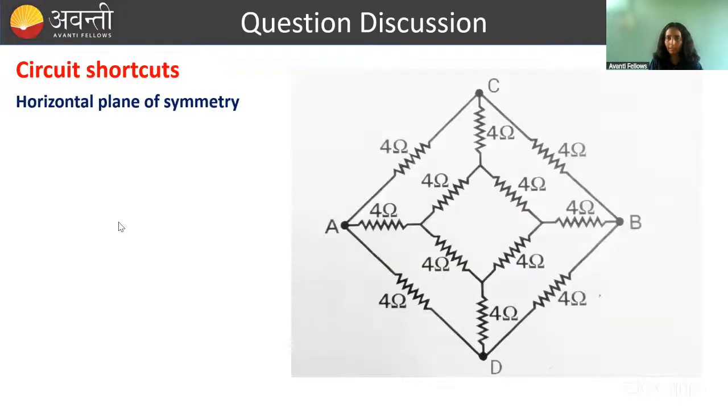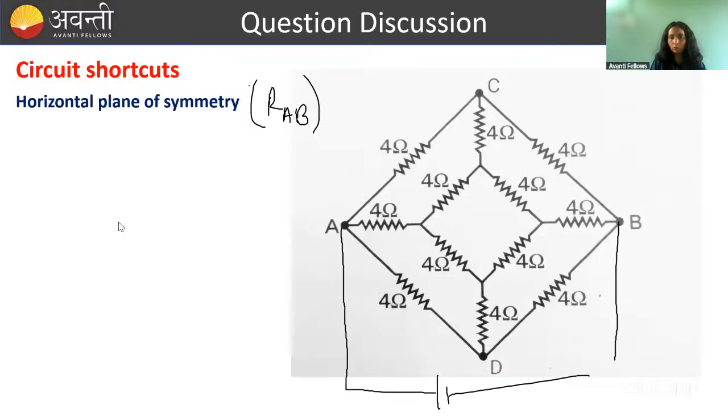So let's talk about this diagram. It looks very complex. Suppose we are asked to calculate RAB, that is R equivalent across A and B. So across A and B, first you will connect a battery. So you connect a battery here like this. Okay, it is done. Now what will you do? If I talk about the horizontal plane of symmetry, then first you draw a horizontal line passing from A to B. So this is the line, right? Our line will be this one.